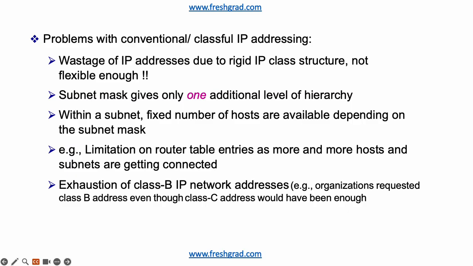Those are not flexible enough. Subnet mask gives only one additional level of hierarchy. Within a subnet, a fixed number of hosts are available depending on the subnet mask. Another example is the limitation on router table entries as more and more hosts and subnets are getting connected. So there is exhaustion of the class B IP network addresses. For example, an organization requested class B addresses even though a class C address would have been enough.